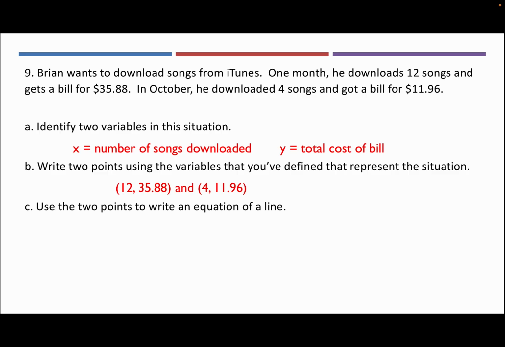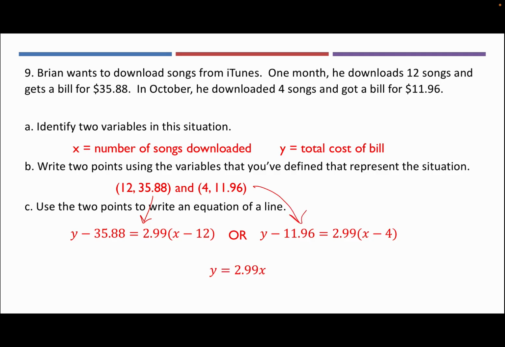And then last but not least, I need to write my equation. Remember, first step, find the slope. And then my slope ends up being 2.99. And it depends on which point I choose to use as to which equation. You don't have to have both, one or the other. If you used this point, you'll have this equation. If you chose to use that point, you'll have that equation. And then regardless of which one you use, when you solve for y, that's what you get in slope-intercept form.